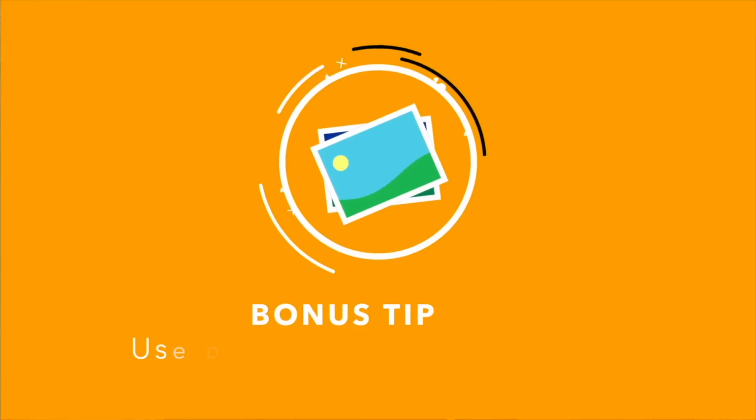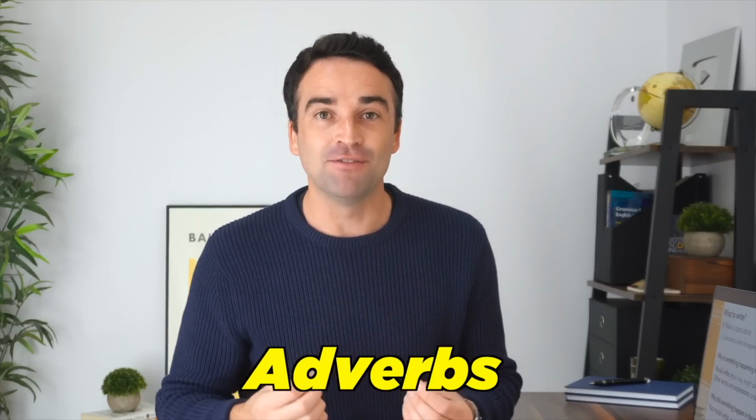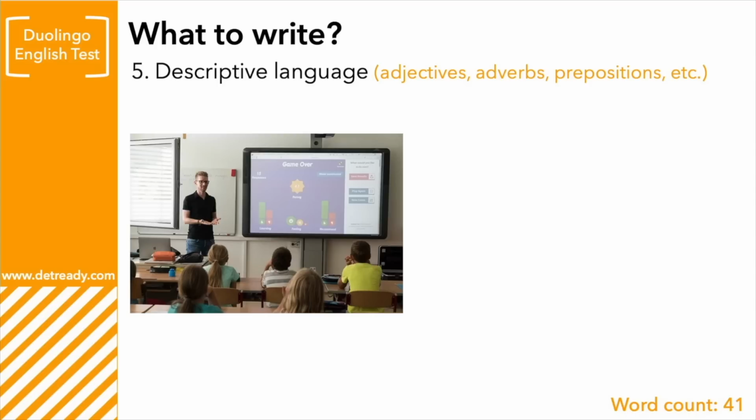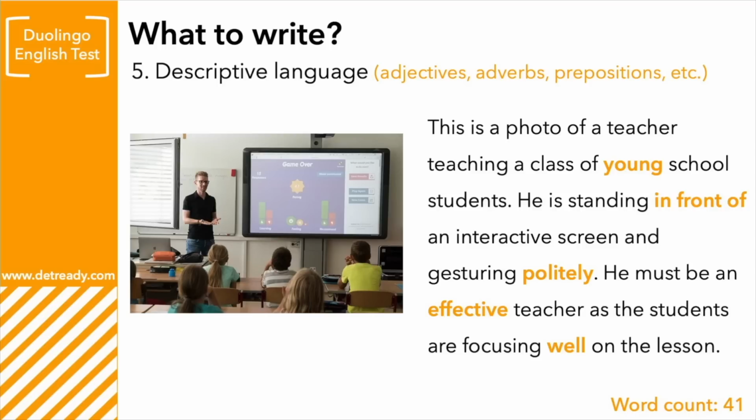So those are things you can write about in your photo, but now I have a bonus tip for you, and it is to always try to use descriptive language, words like adjectives, adverbs, and prepositions. Using these words will give you extra points because vocabulary is on the scoring criteria. And in my examples so far, I have used lots of these words, but let me show you one more time to remind you. So this is a full answer, and the descriptive words are in orange.